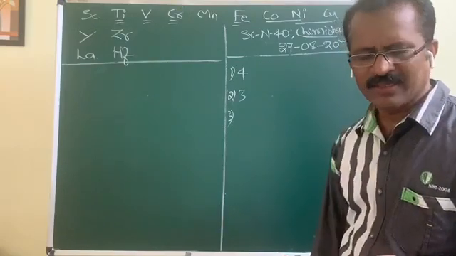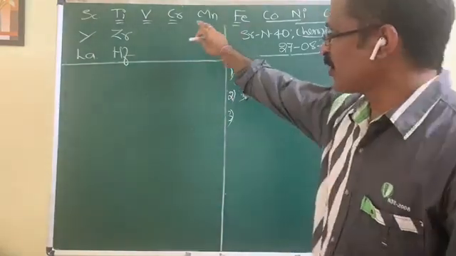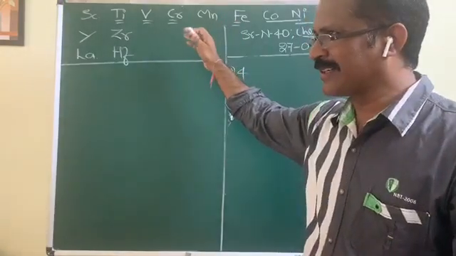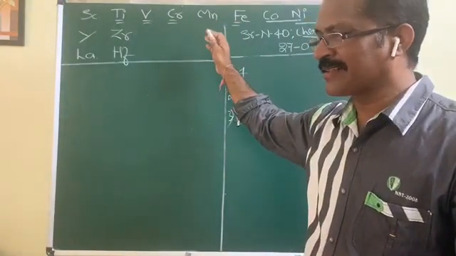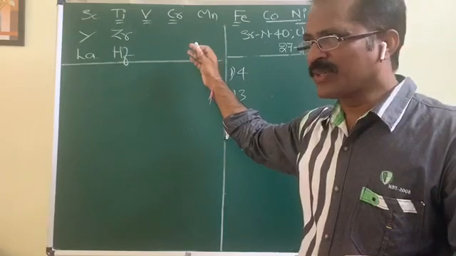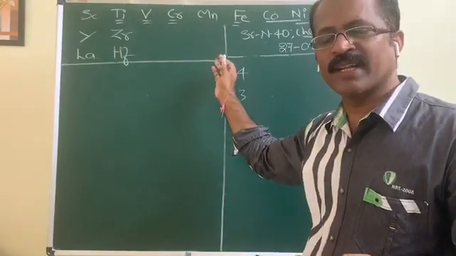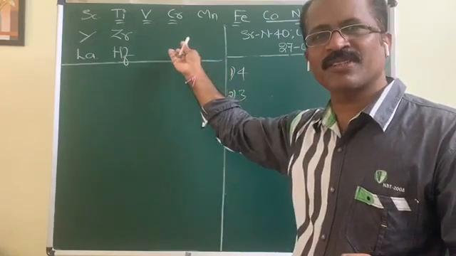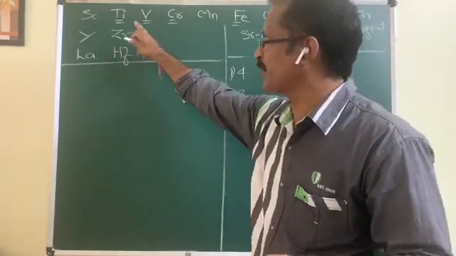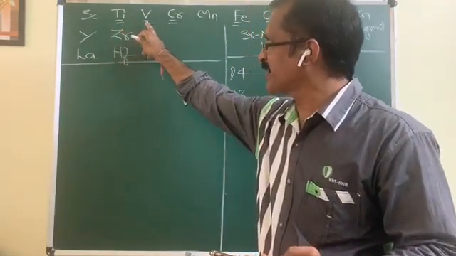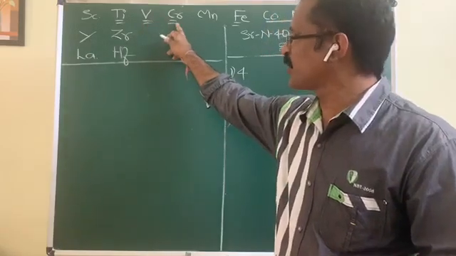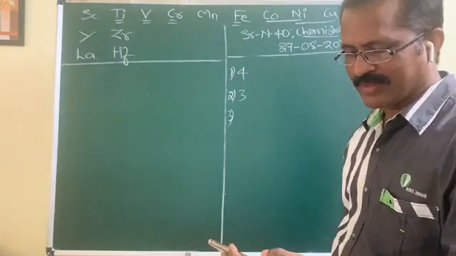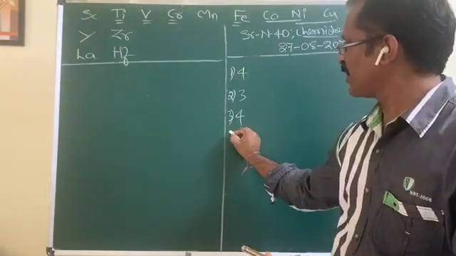Move to the third. Some metal oxides are given: titanium, vanadium, chromium and iron. Then he is asking you their correct order of basic nature. You know, in a given period from left to right, basic nature of oxides decreases. The same trend is followed by these elements also. Titanium oxide is more basic than vanadium oxide, which is more basic than chromium oxide, which is more basic than iron oxide, which is given in the fourth option.